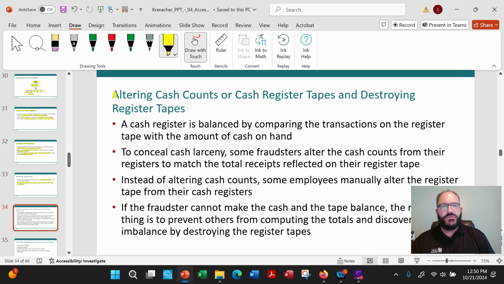Altering tapes. This is a bit much. Destroying register tapes. Truthfully, nowadays with computerized cash registers, it's difficult to do. 20 years ago, you could go buy a cash register just like the one that was in the store for a few $100s, and you could actually create register tapes. Okay. Now I think it's much harder to do, so I think this one wouldn't be all that likely.